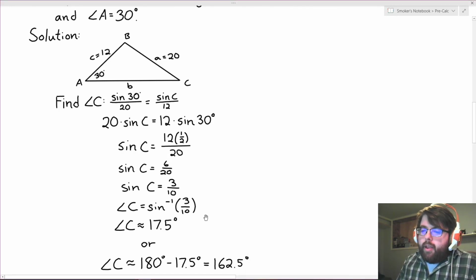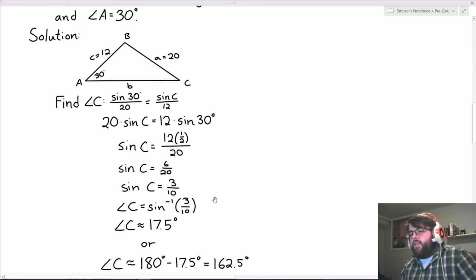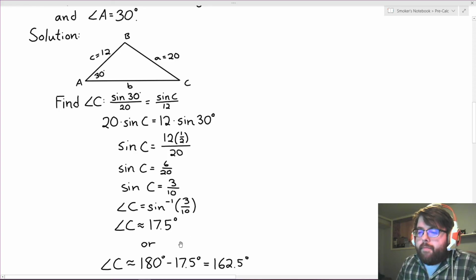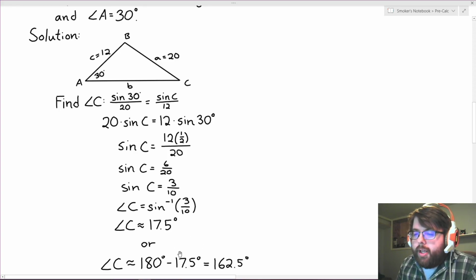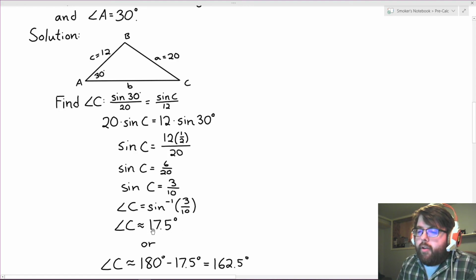So whenever you're taking the sine inverse, you've got to remember, sine inverse, there are 2 solutions. Sine inverse, there are 2 solutions, okay? It's only when you're doing the inverse. So the question is, we definitely have one triangle, the 17.5. Whatever your calculator gives you will always be a triangle, okay?